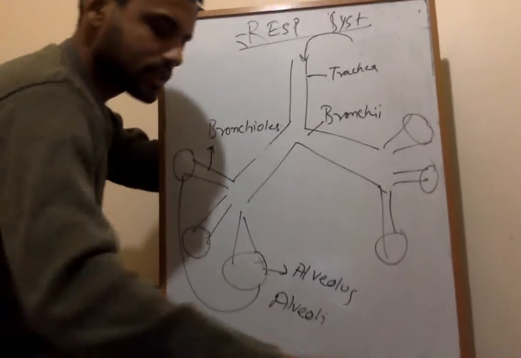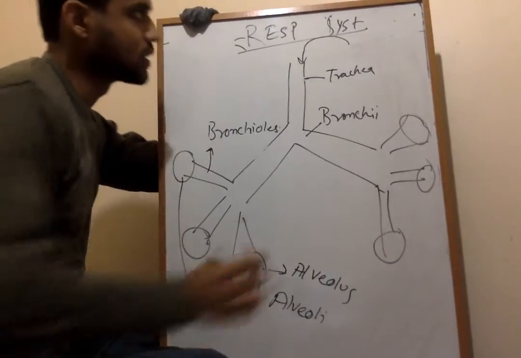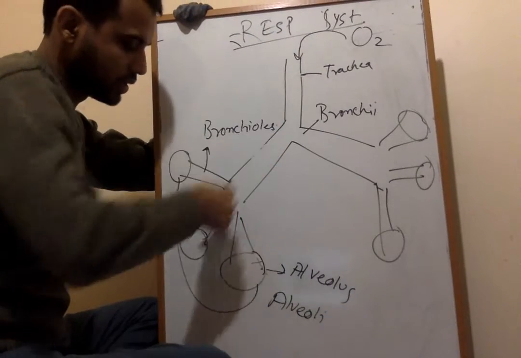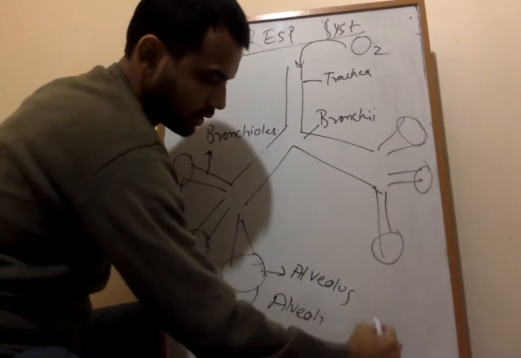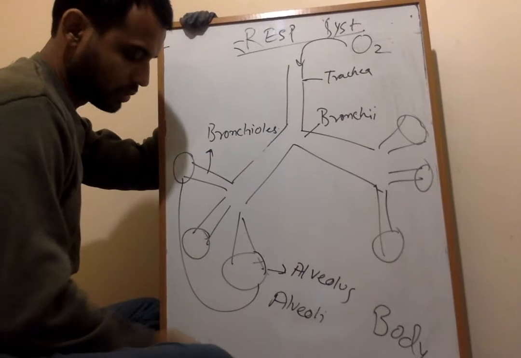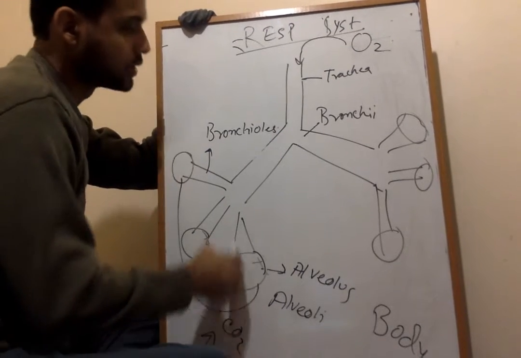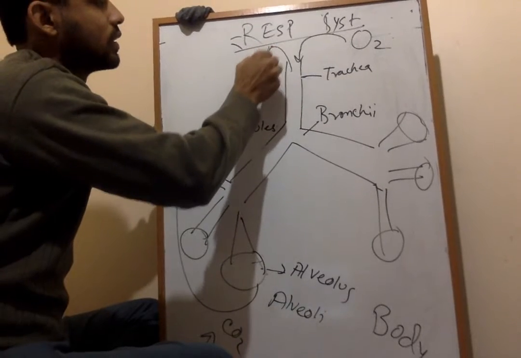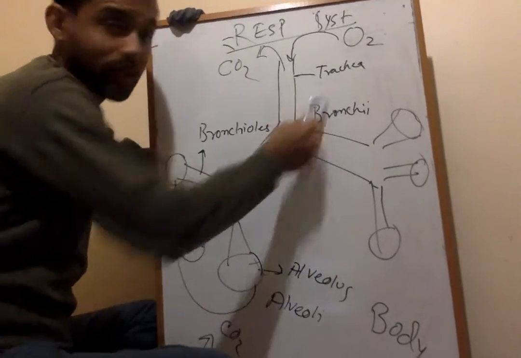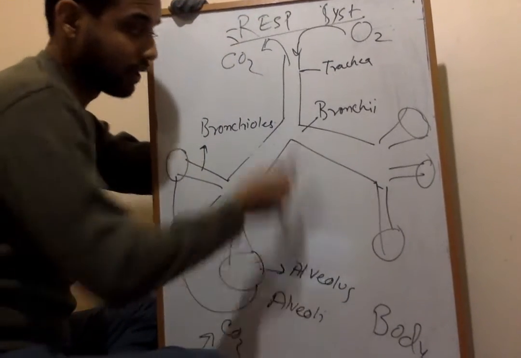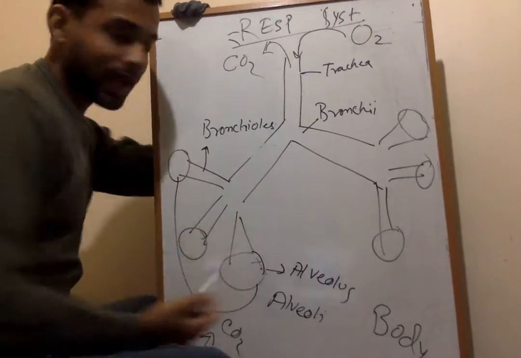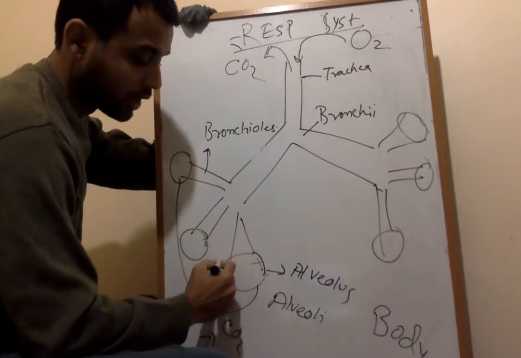Now, the question is, where does the gas exchange happen? Oxygen comes from outside, goes inside the trachea, bronchi, bronchioles, alveoli, then obviously goes to the body. Similarly, carbon dioxide comes out of the body, goes up to the trachea, and goes outside of the body. So does the gas exchange happen in the trachea, or bronchi, or bronchioles, or alveoli? Where does it happen? Or everywhere? The gas exchange happens in the alveoli because we have capillary beds here.